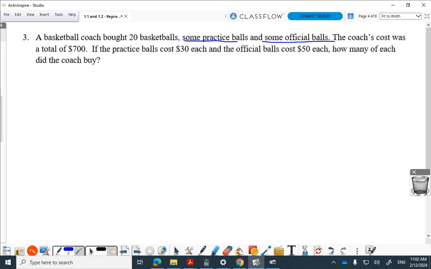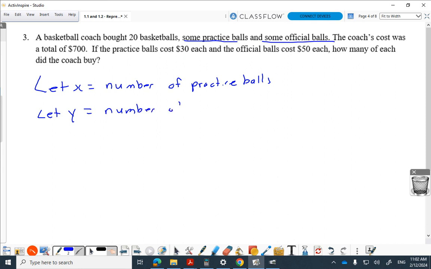What are the two unknowns in the question? Yeah, how many of each ball? So let x equal the number of practice balls. And let y equal the number of official, and I'm going to put in brackets, game balls. Are you okay with that situation?